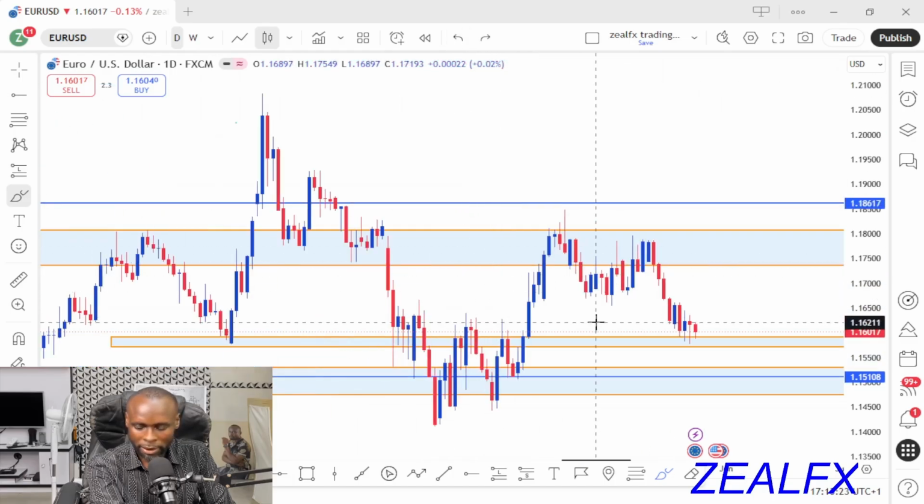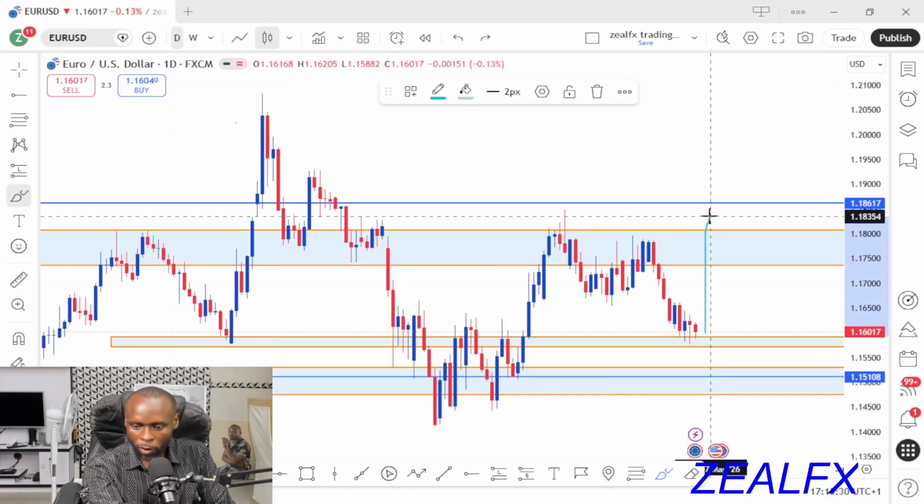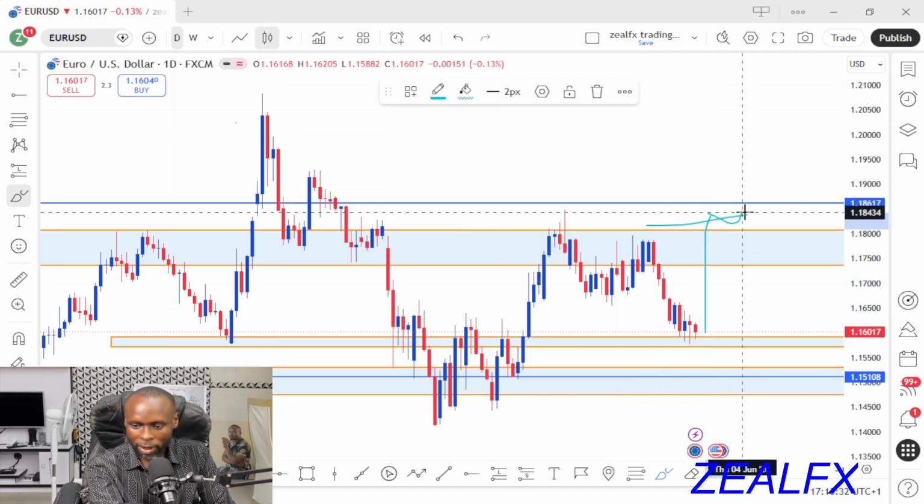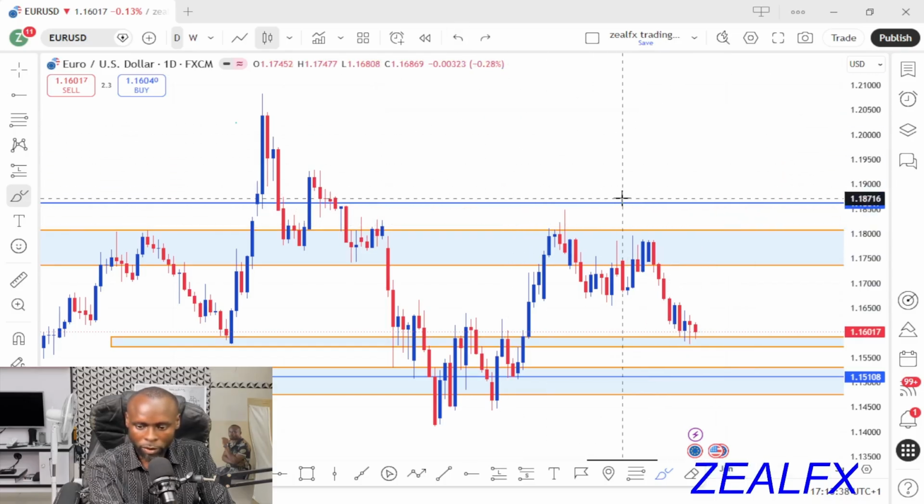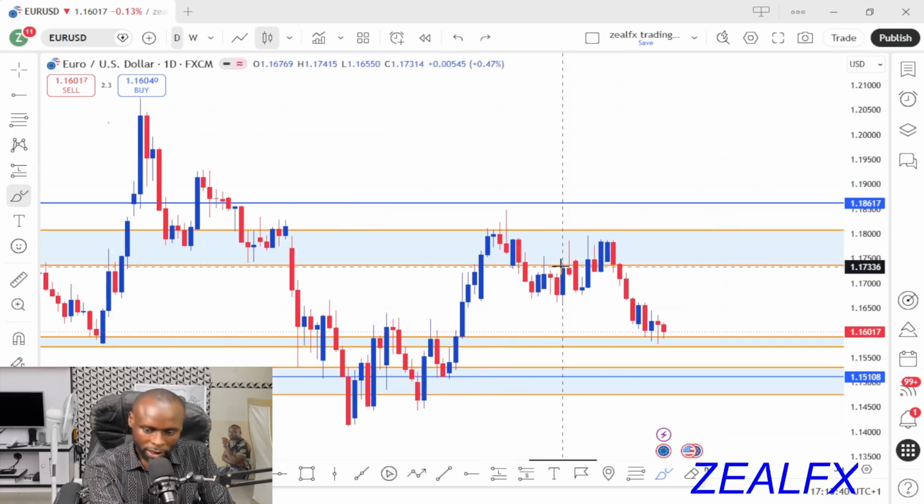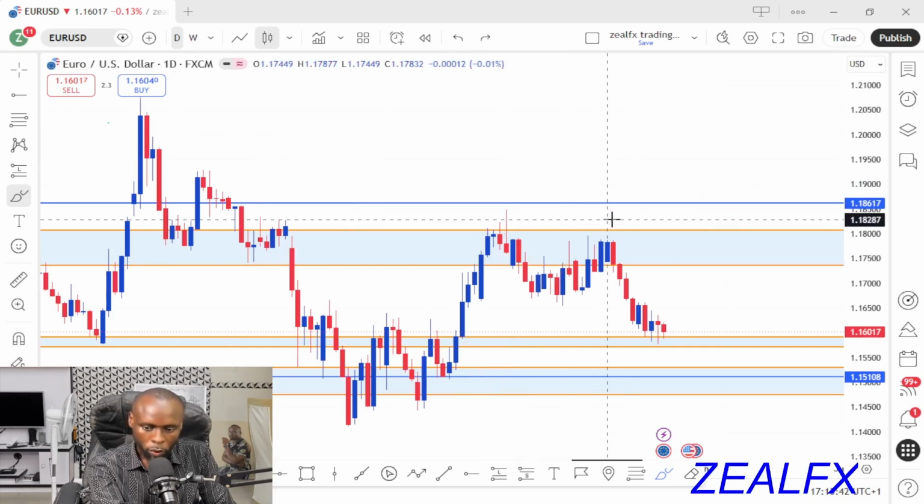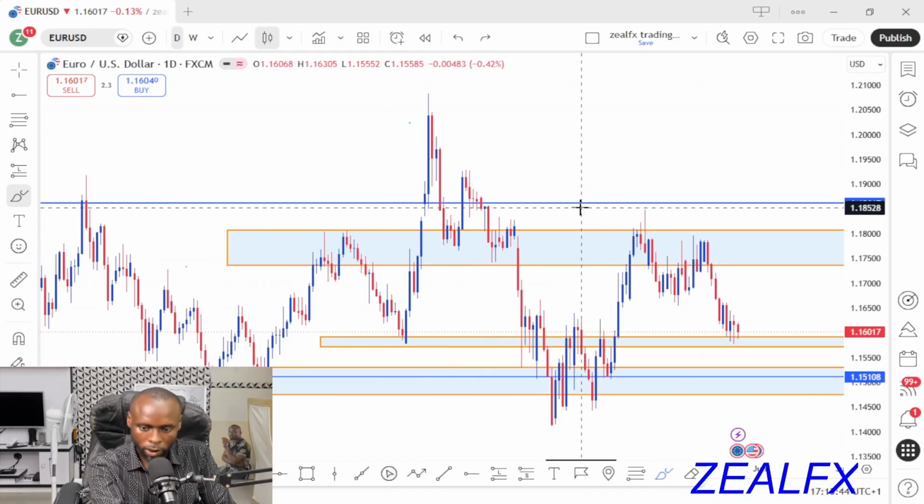So let's look at the buying scenario for Euro USD. For the buying scenario, we need to look for a break of price above this high, then we can start looking for buying to the top. So for now, our scenario for this week still remains on a downtrend. So we expect more of the selling opportunity on the Euro USD this week.